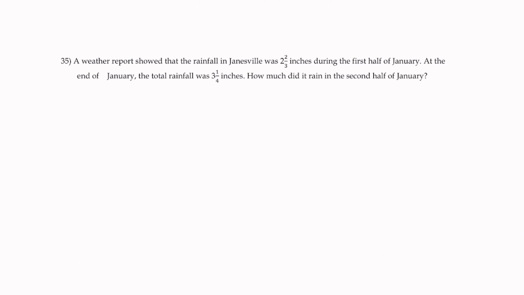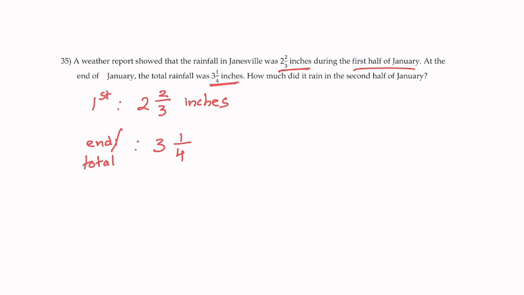A weather report showed that the rainfall in Janesville was 2/3 inches during the first half of January. So first part of January, it was 2/3 inches. Remember to write units when they are giving you. At the end of January, when is it? At the end, basically they are giving you the total over here, which is this much, 3 1/4 inches. How much did it rain in the second half?